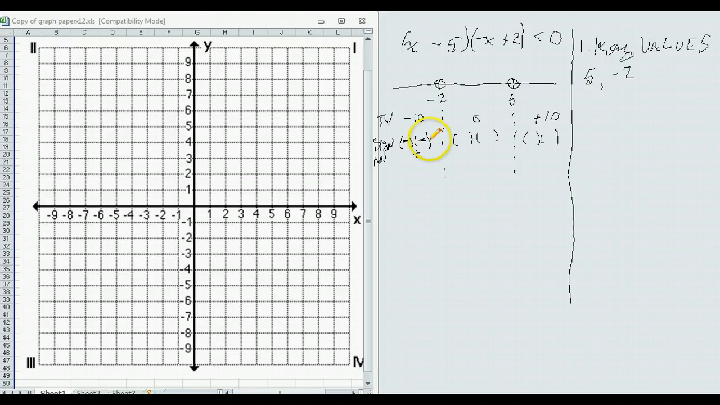Now we go back and we make a judgmental decision. Is a positive number less than 0? That's the problem I'm working on. Is a positive number less than 0? So it's no. No positive numbers are going to be less than 0. So therefore, those numbers from negative infinity to negative 2 will not be in my solution set.